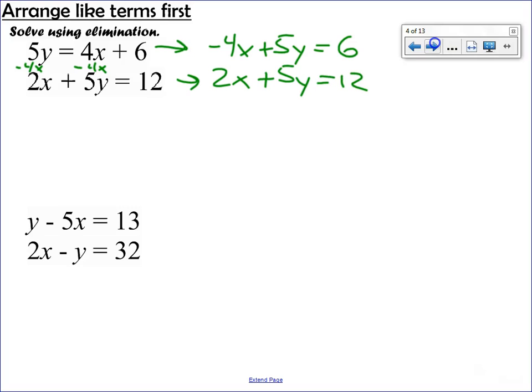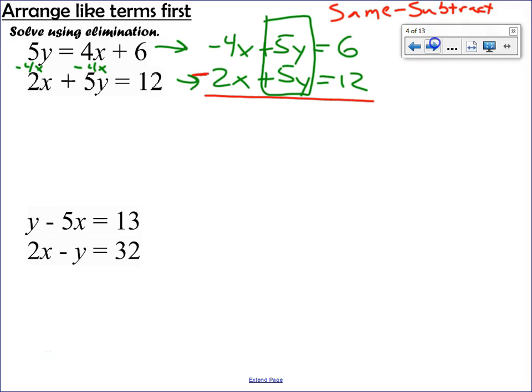And then I look to see which variable I can eliminate. The 5y's are the same. So if they're the same, I'm going to subtract them. So I'll subtract the two equations. Negative 4x minus 2x is negative 6x. The y's will cancel out, and 6 minus 12 is negative 6. Divide by negative 6, I get x equal to 1.